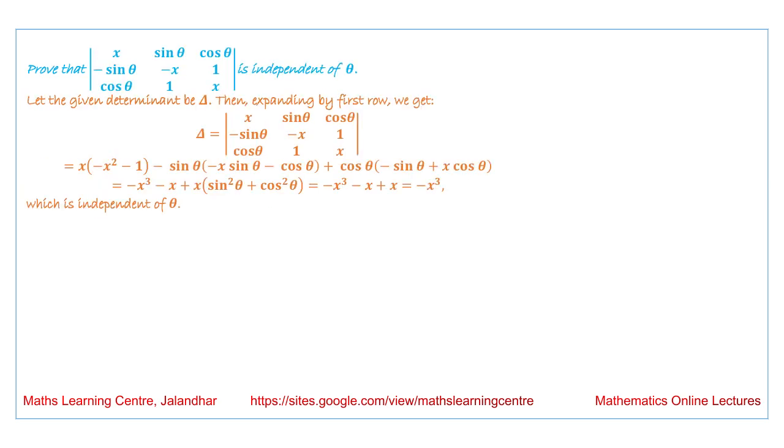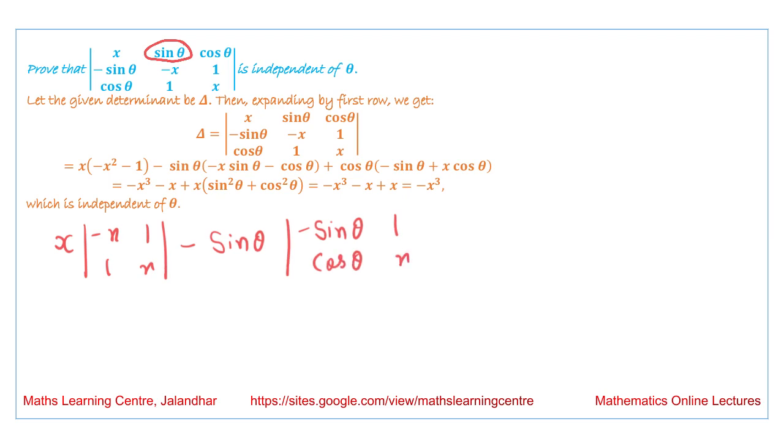Next we have to prove that this determinant is independent of theta. So expanding this determinant, we obtain x times the determinant of minus x, 1 and 1, x, then minus sine theta times the determinant of minus sine theta, 1 and cos theta, x, and last plus cos theta times the determinant of minus sine theta, minus x and cos theta, 1.